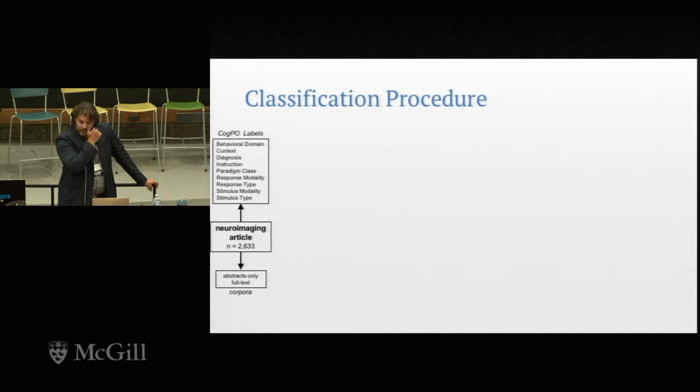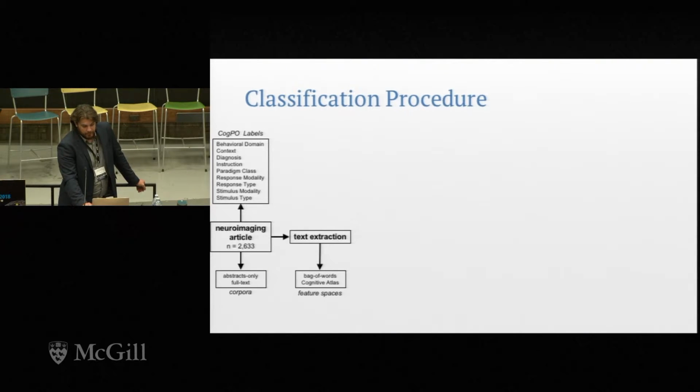So those are the two types of features that we wanted to assess. And I'll quickly try to walk you through our classification procedure. So we had a data set of 2,633 manually annotated neuroimaging articles using the CogPo labels. So you can see down there at the bottom, and as I mentioned before, something else we wanted to vary was corpus. So we wanted to evaluate whether classification performance did better if you used just the article abstract or the full text itself.